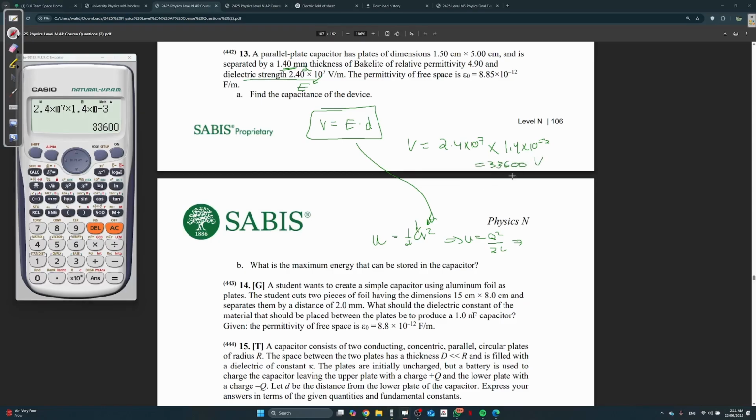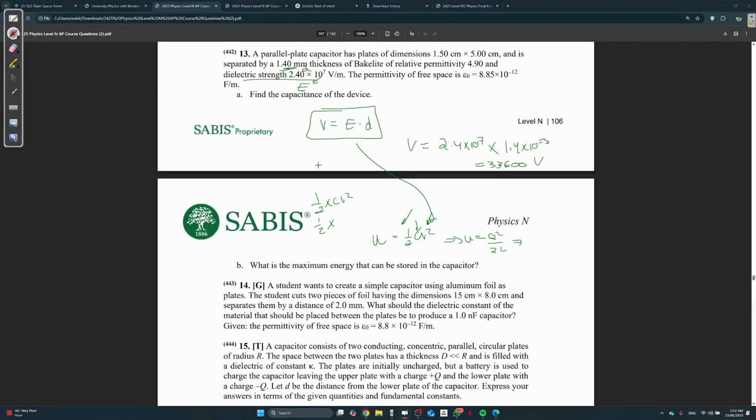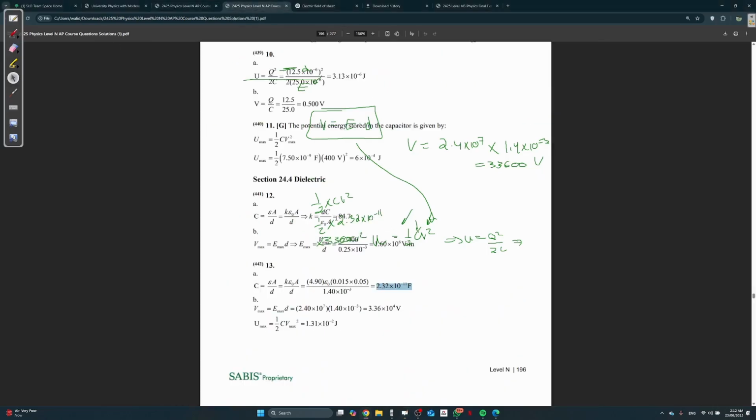Okay, volts. Now since you have the voltage, you can easily use half CV squared. So half times C we found, this 2.32 times 10 to the minus 11, and then V is going to be 33600 squared. Is this correct? Yeah. So you get this answer.